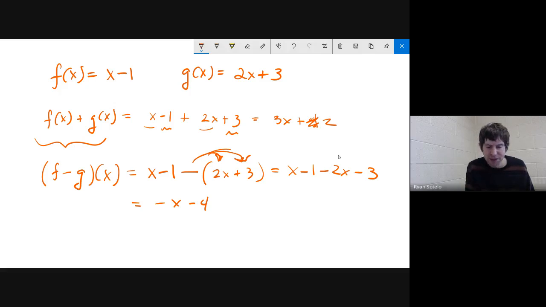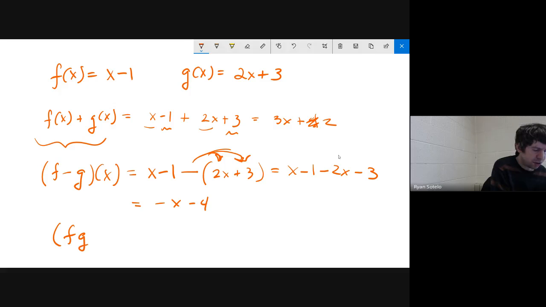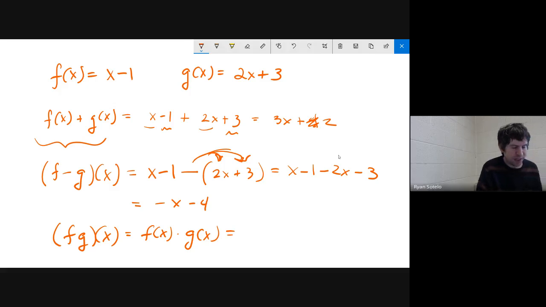All right. We don't really do division yet. We'll get to that. But there's also multiplication. So you might see it like this, fg of x. That just means f of x times g of x. You're going to multiply them. So you would have x minus 1 and then 2x plus 3.